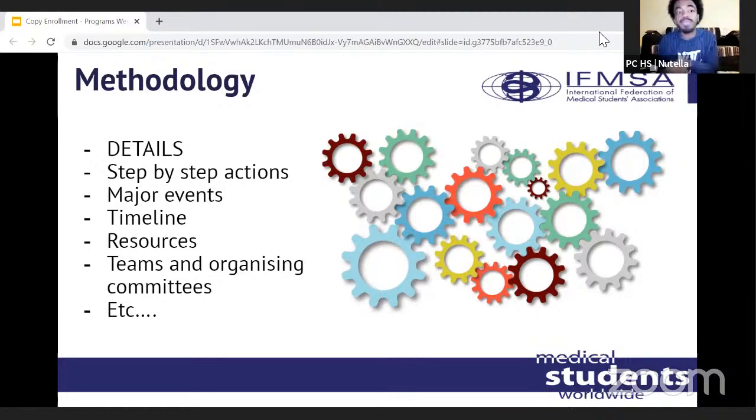Then we need to know what resources you are using. This includes human resources, money, logistics, all those things. And then a brief description about the teams and organizing committees that are involved in the activity or project would be nice. This is not particularly important, but it would be nice to have it in the methodology, just to know the number of people who are involved in the planning and execution of this activity.